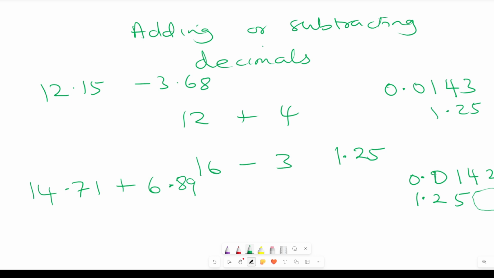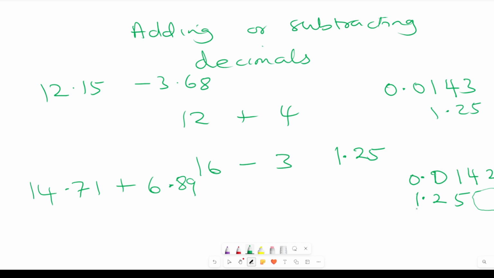But no, you align the decimal points, and what you are actually doing is respecting the place values. Here, this is the ones, and it is 0 for this number. But here is what we call the tenth. The first position after the decimal is the tenth. The next one is the hundredth and the thousandth.